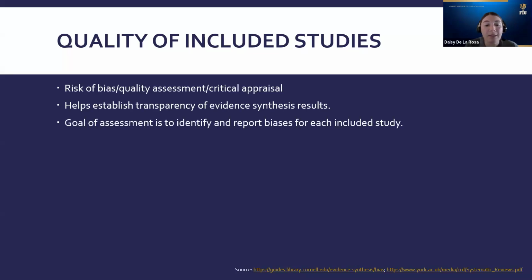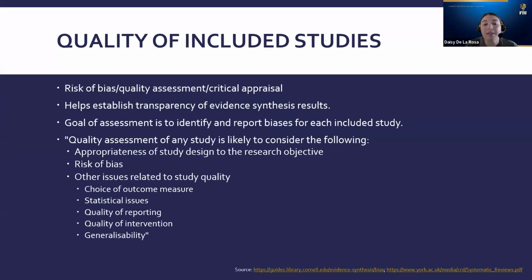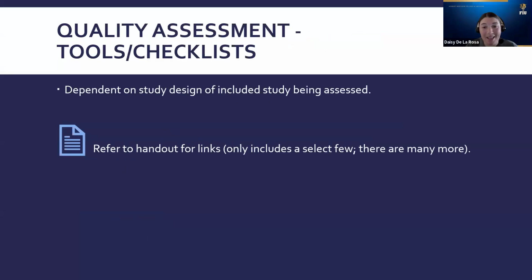The goal of the assessment is to identify and report any biases for each of the studies. And the quality assessment of any study is to consider the following: the appropriateness of the study design to the research objective. Did those two match? The risk of bias and any other issues related to study quality. So the choice of the outcome measure, any statistical issues, quality of reporting, quality of intervention, generalizability.